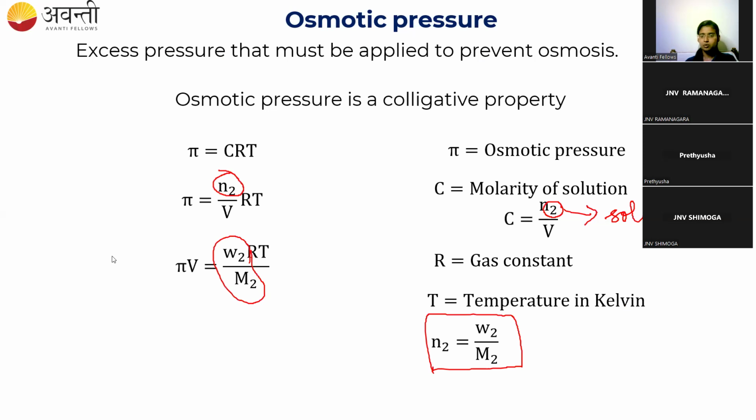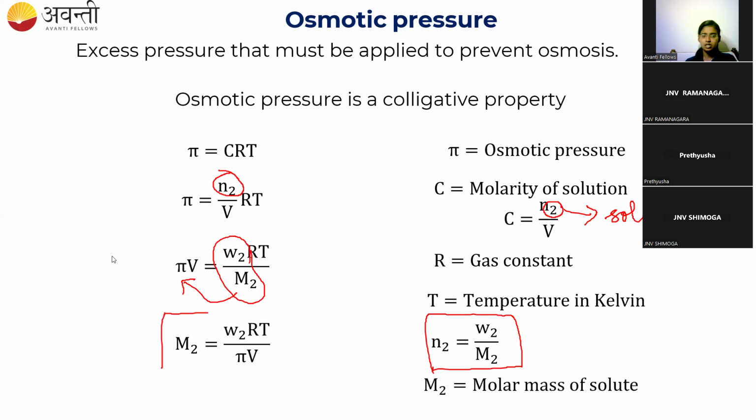Okay, taking the volume to the other side. Now take this M2 to the other side and bring pi V to the denominator. We will end up with a formula which is used to find the molar mass of the solute. So molar mass of the solute is equal to W2 RT divided by pi V. Okay, which is very, very important for solving numericals. So all these formulas are important. Depending on the question, we are going to apply the corresponding formula. Okay, so take this down.